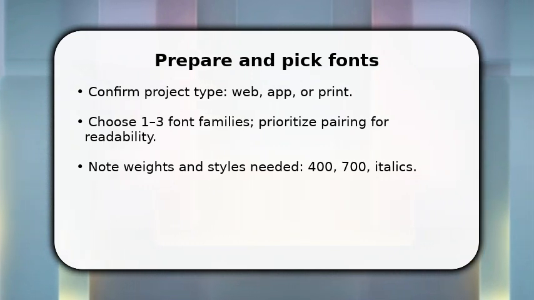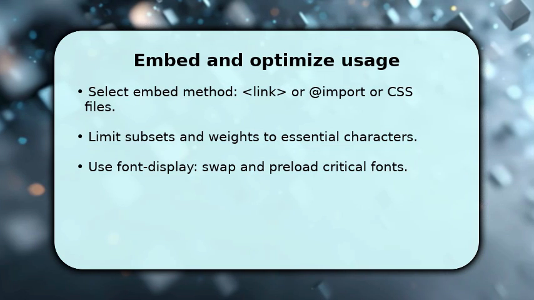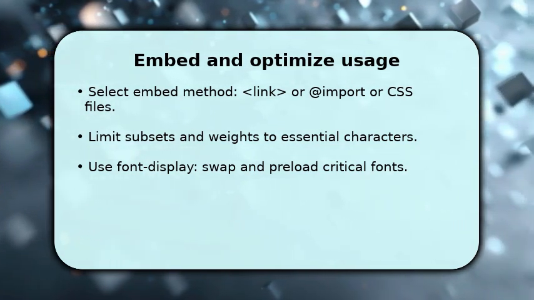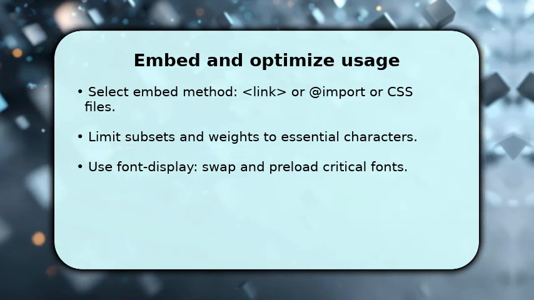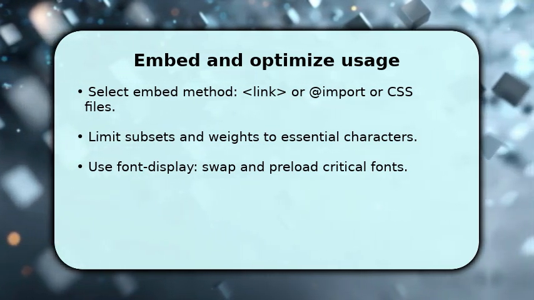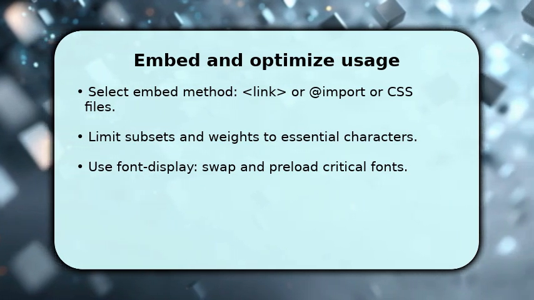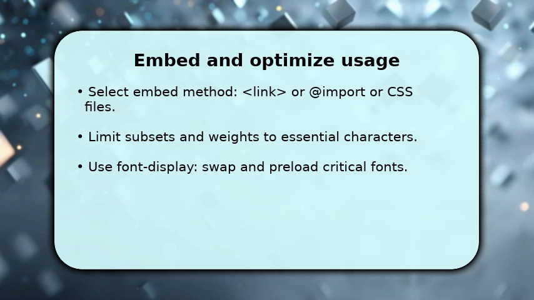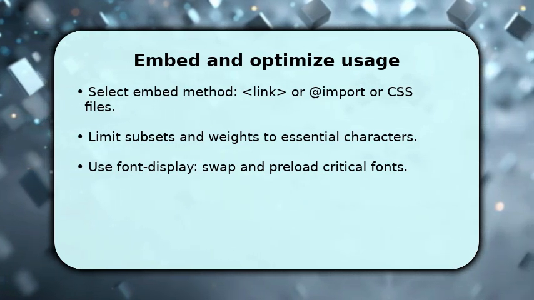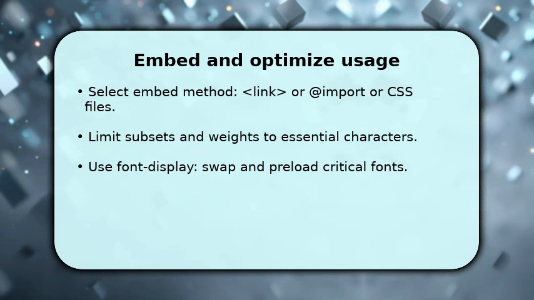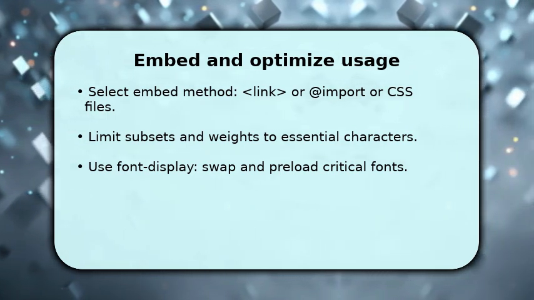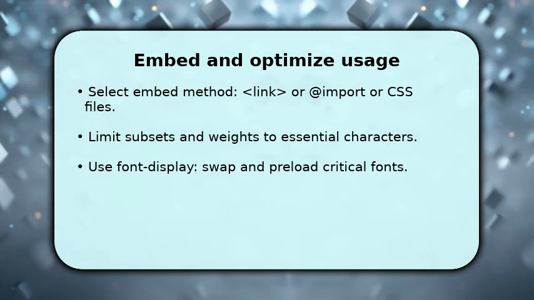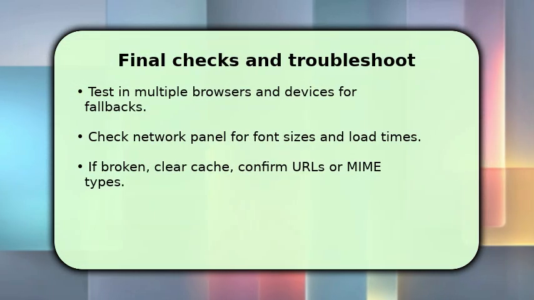Now you implement the fonts and optimize delivery. Choose the embed option that matches your stack. Link in HTML for websites, add import for some CSS workflows, or self-host the font files for full control. Make sure to request only needed subsets and weights, and add font-display: swap to avoid invisible text. Once embedded, use CSS variables or utility classes to apply fonts across headings and body so changes propagate quickly, improving performance and maintenance. Finish by verifying rendering and fallback behavior so users always see readable text.